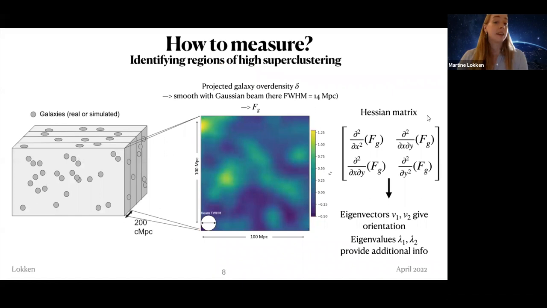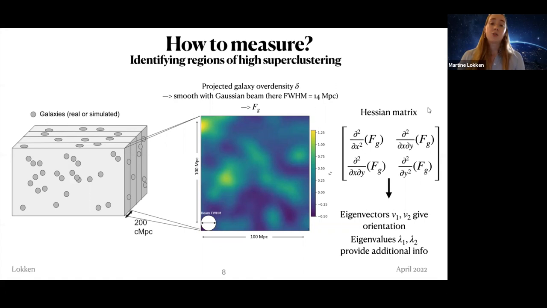So now we get into how do we actually identify regions of high superclustering or strong superclustering. I'll focus first on the galaxy data. If we take galaxy survey data with either spectroscopic or photometric redshifts, in the case of DES data, it's photometric, we can divide it up into different slices in redshift or in co-moving space. And then for different redshifts, make projected maps of the galaxy overdensity field and smooth them at some scale.